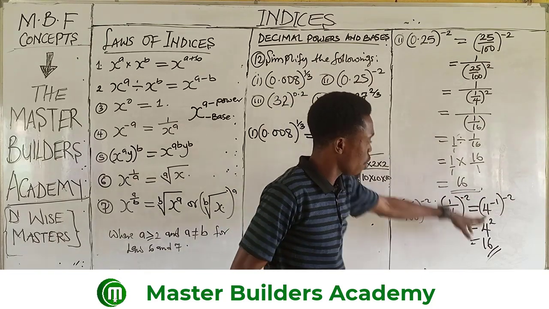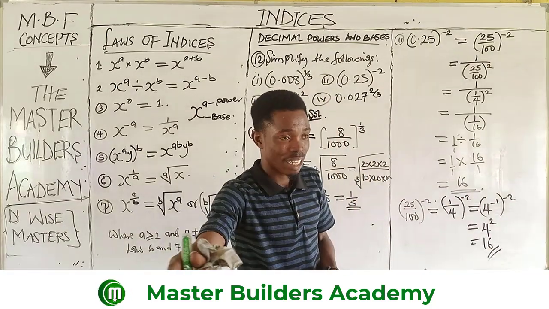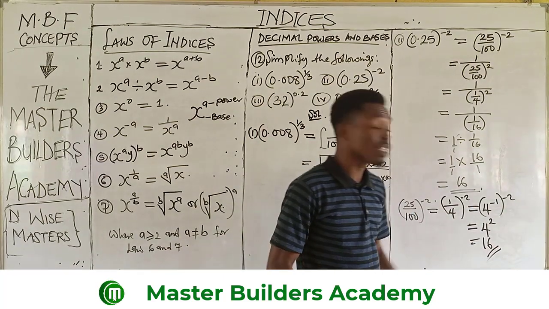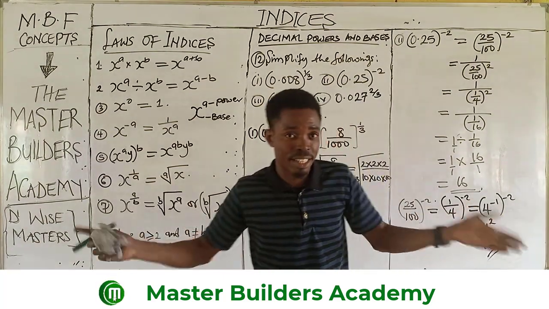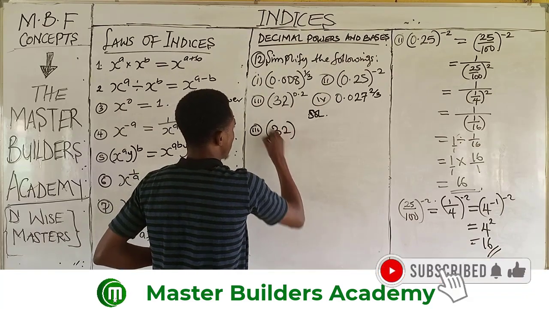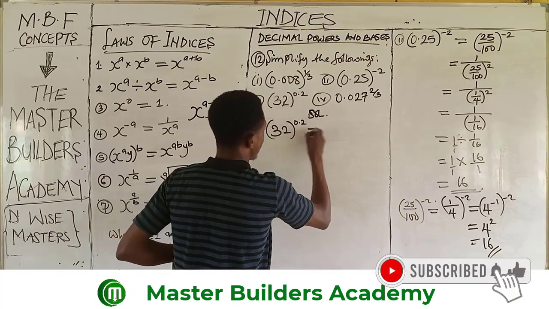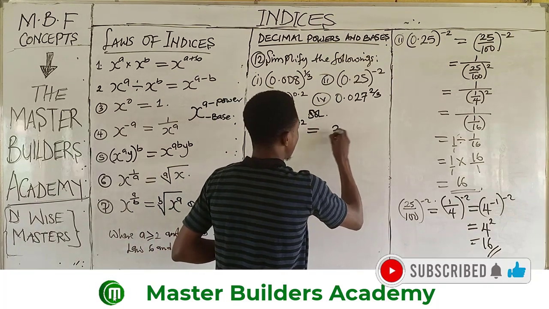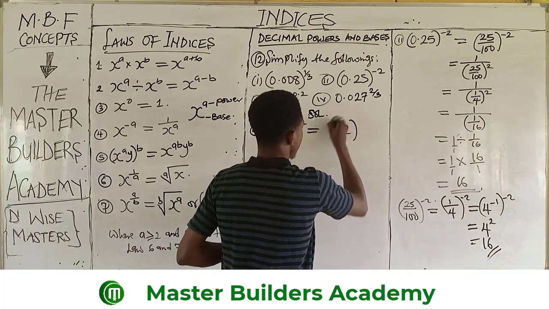Now 1 over 4 is the same thing as 4 raised to the power minus 1. So that power multiplies the power, and you have positive 2. And 4 raised to the power 2 is 16. Hope this is clear. Yes, now we have the power to be what? In decimals, which is 0.2.